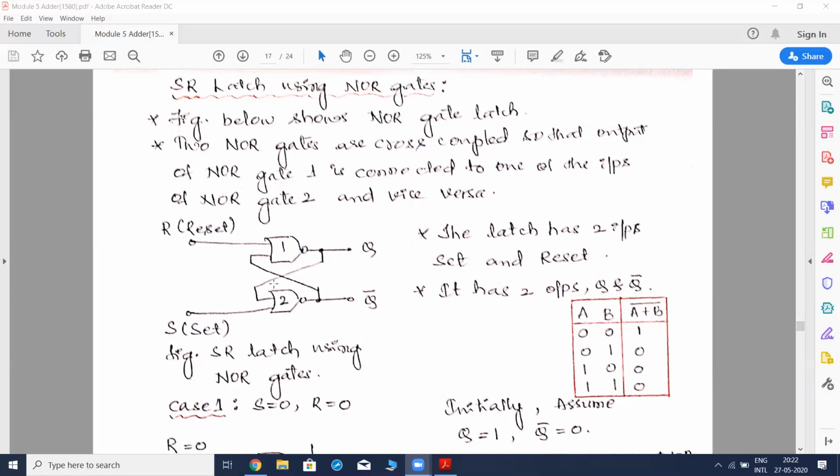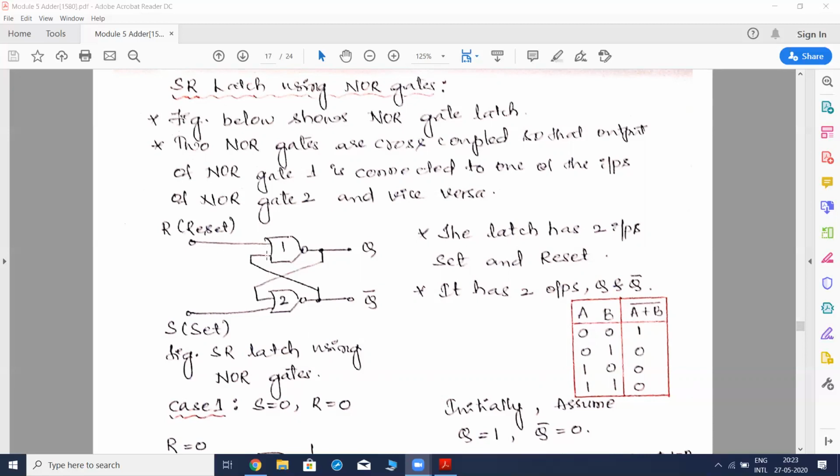The meaning of cross coupled gates is that the output of one gate becomes input to the other gate. In the same manner, the output of gate 1 becomes input to gate 2. Such a connection we call cross coupled. So there are two NOR gates which are cross coupled, so that the output of gate 1 is the input to NOR gate 2, and the output of gate 2 becomes input to NOR gate 1. This is how we construct a latch.